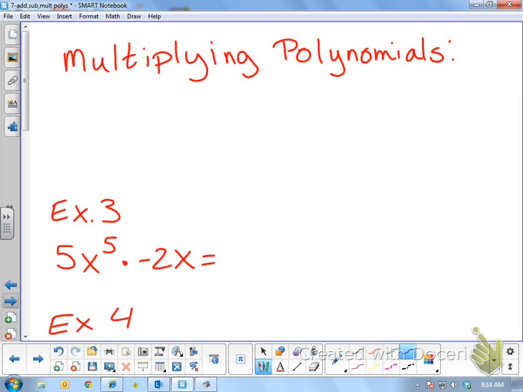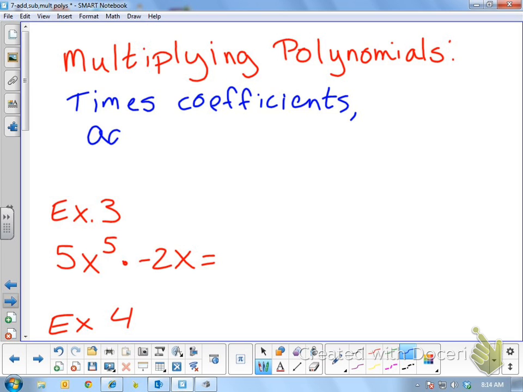So multiplying polynomials. Once again, it follows different rules than adding and subtracting, just like when we worked with radicals. If we are multiplying a polynomial, we multiply the coefficients and add the exponents. Multiplying polynomials follows different rules than adding and subtracting.